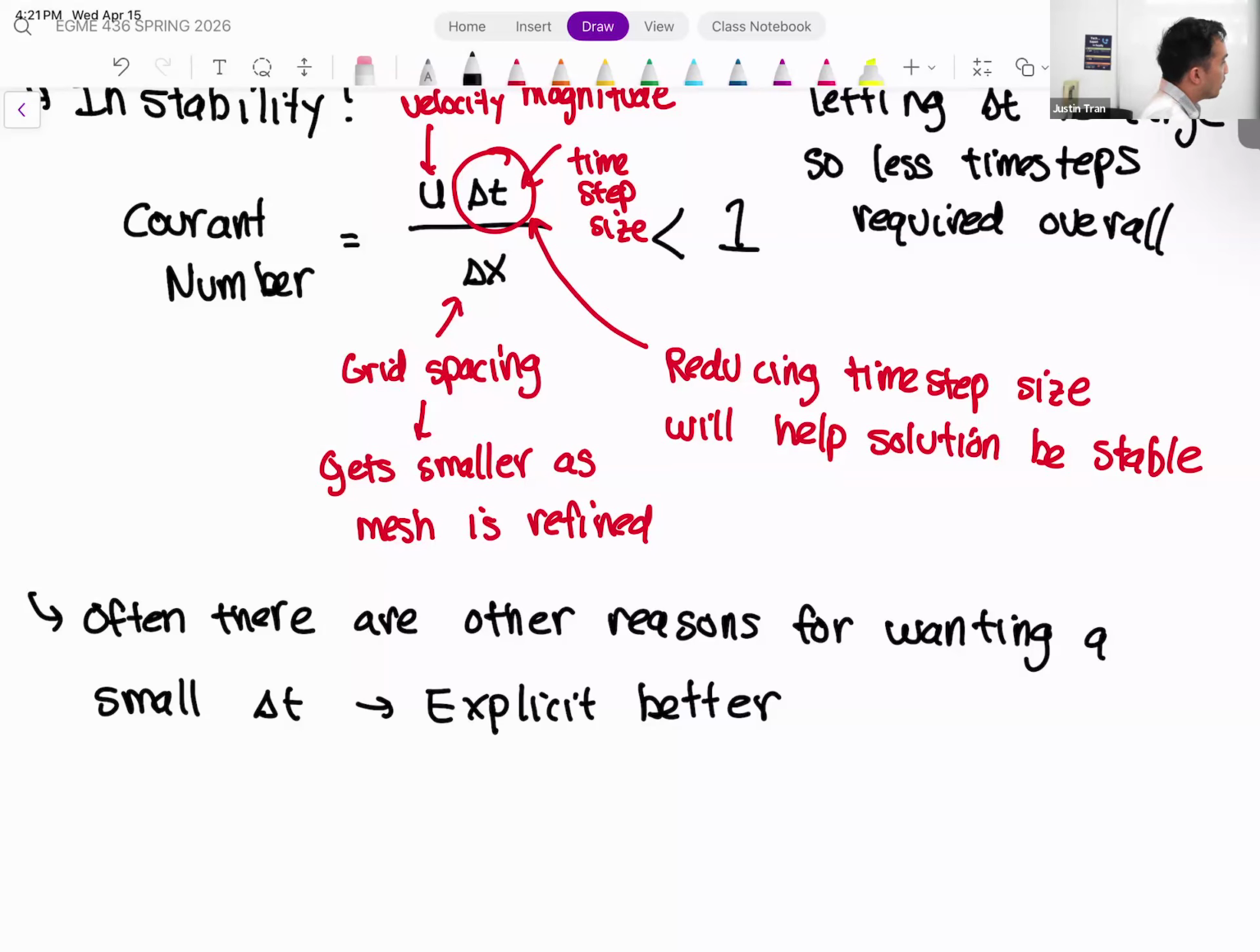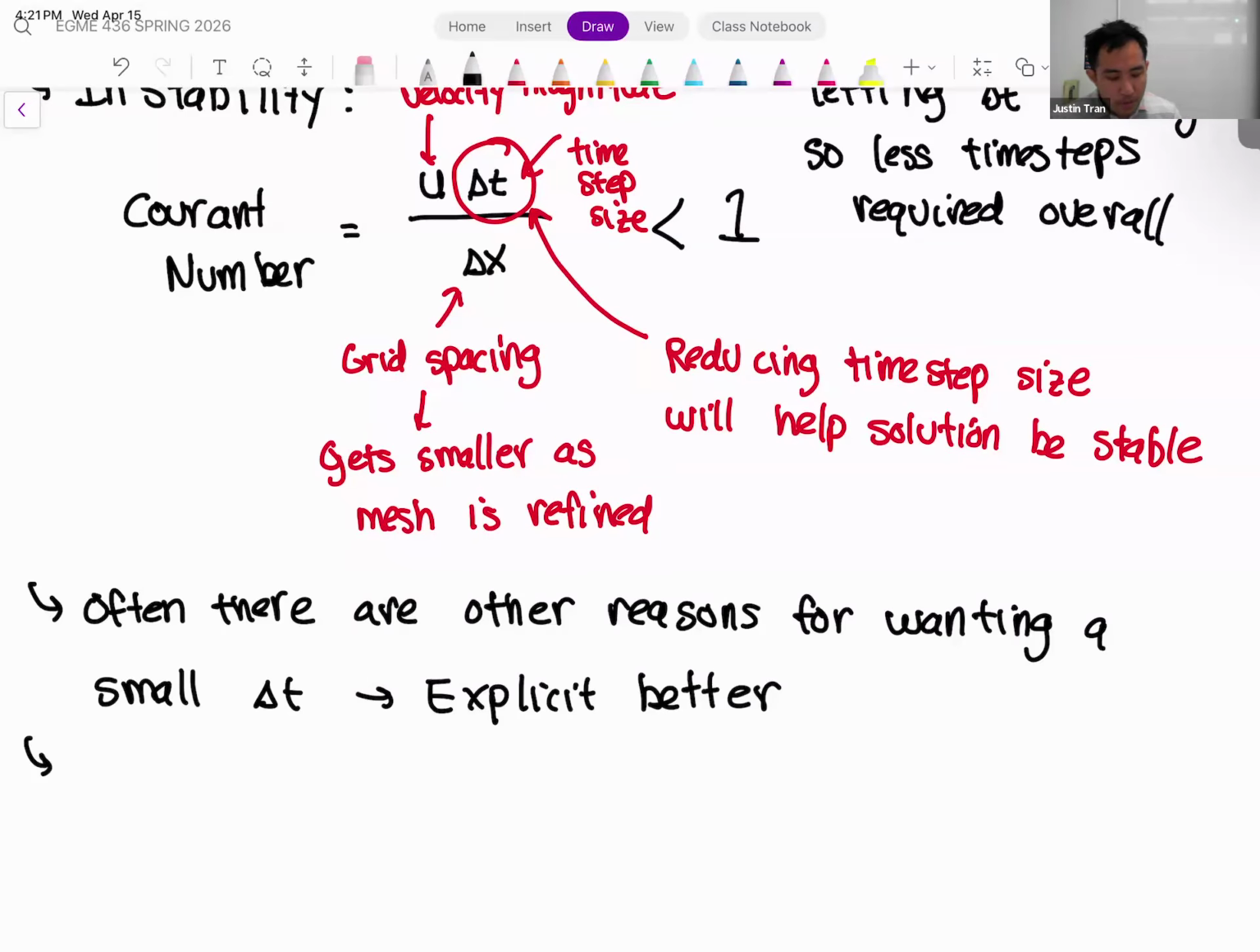So if you're not sure, I would say explicit is usually the better place to start. Usually the applications that want to use implicit are very specialized. The one that really stands out to me is if you have creeping flow.